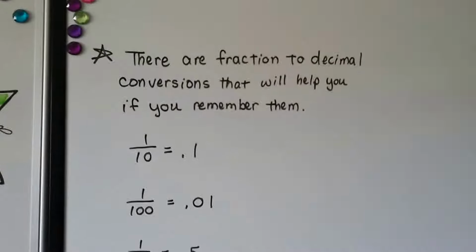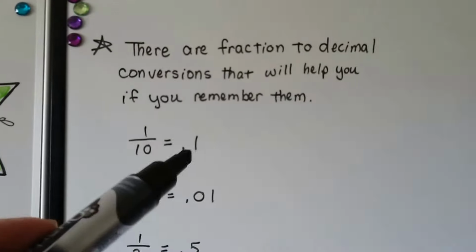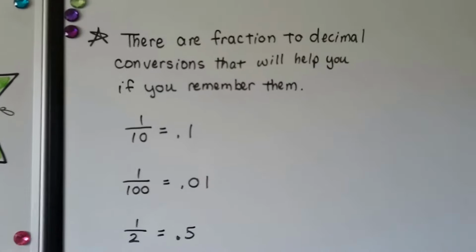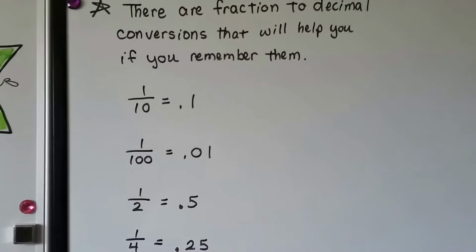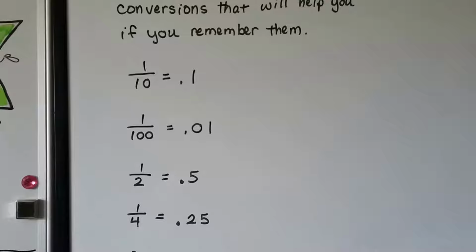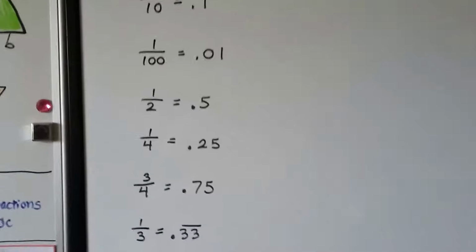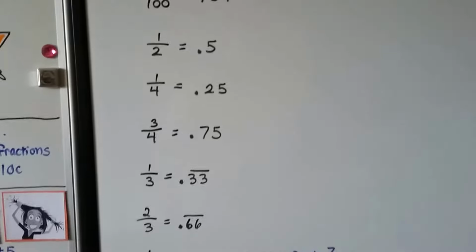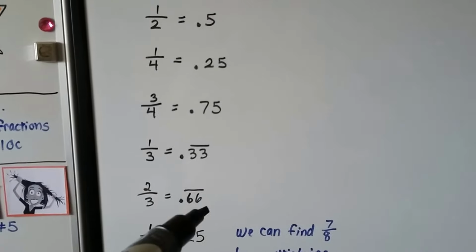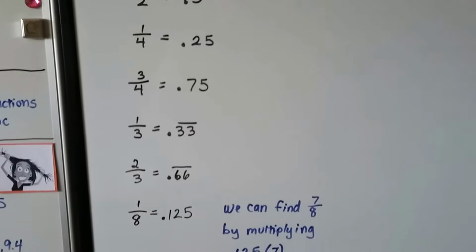Now there's one last thing I want to show you before we end here. There are fraction to decimal conversions that'll help you if you just remember them. If you know 1/10 is 0.1, because that's the tenths place, keep that in mind when you're doing your math. And 1/100th is 0.01, because that's the hundredths place. If you can remember that half is 0.5, 1/4 is 0.25, 3/4 is 0.75, 1/3 is 0.3 with a line over it, or 0.33 with the line over it, showing it repeats. That means 2/3 is 0.66, because this is double of that. So double of 33 is 66, isn't it?